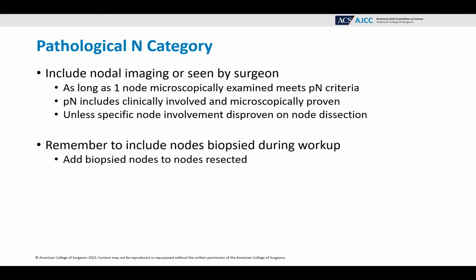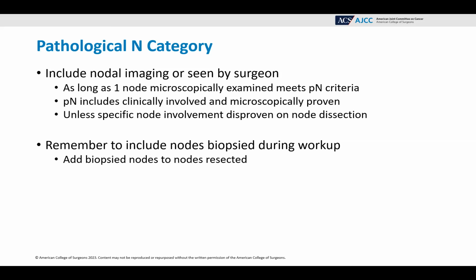The pathological N category. Remember to include nodal imaging or nodes seen by the surgeon. As long as one node has been microscopically examined, that now meets the PN criteria. And so the PN now includes all clinically involved and microscopically proven nodes, unless some specific node involvement has been disproven by those biopsies or the node dissection. So remember, you need to put everything together.